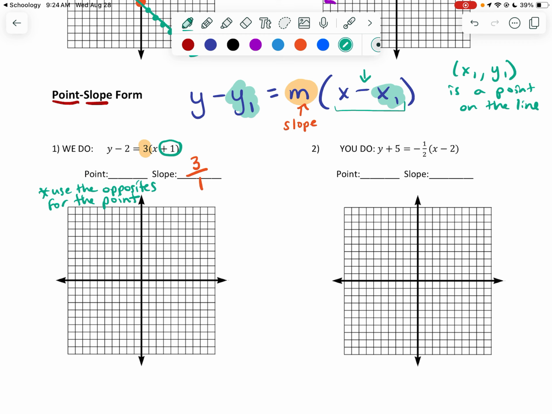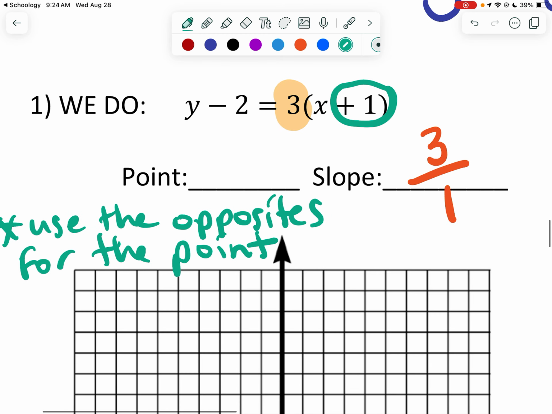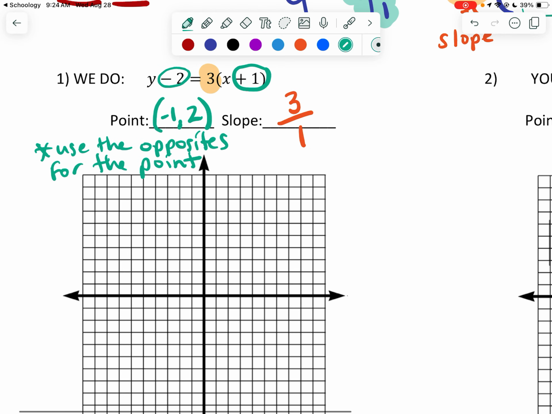Okay, so for example, in this equation, the number with my x is a positive 1, but the x I'm going to use is negative 1. The number with the y is -2, but the number I'm going to use for my point should be +2. So we always use the opposites. Then we want to plot that point, -1, 2, that's left 1, up 2, and then use that slope. So our slope is up 3, right 1.